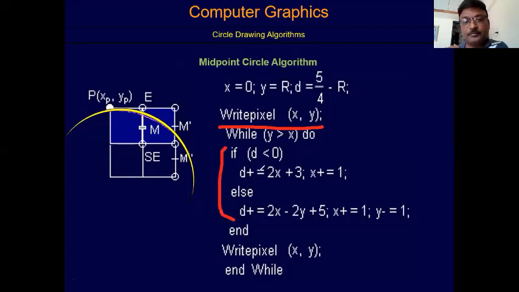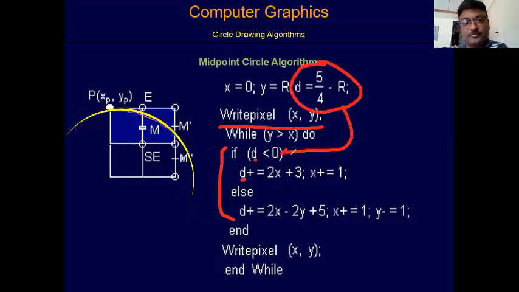Okay, so here you have to calculate d. This is my decision parameter d. See, here I have already calculated. If this decision parameter is less than 0, then d = d + 2x + 3, and x you have to increment.